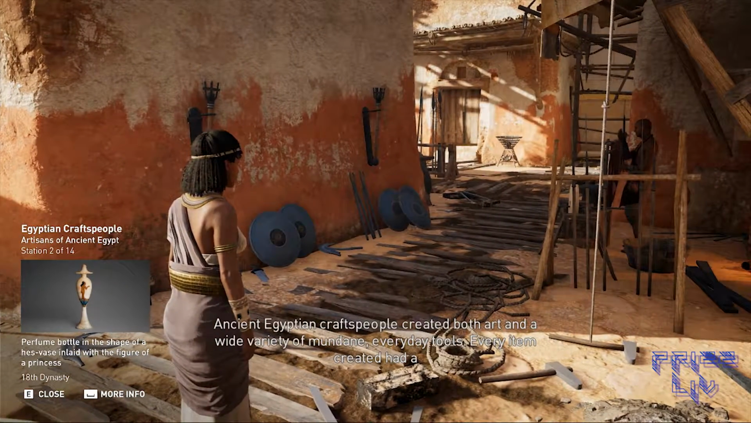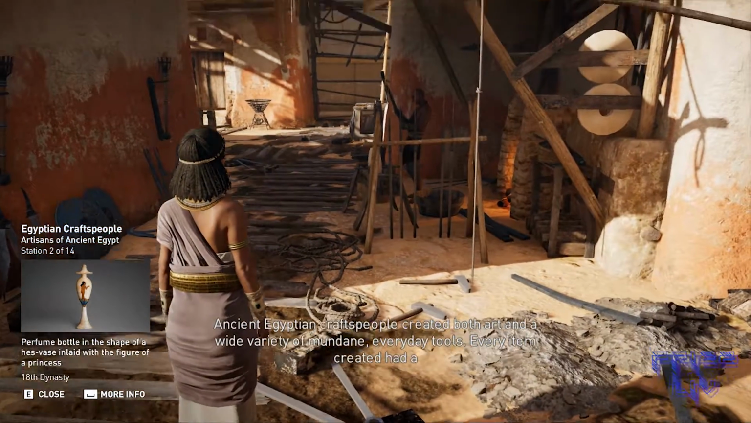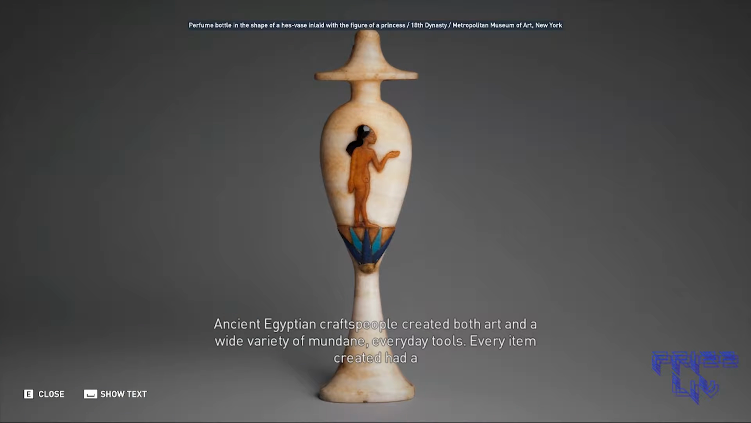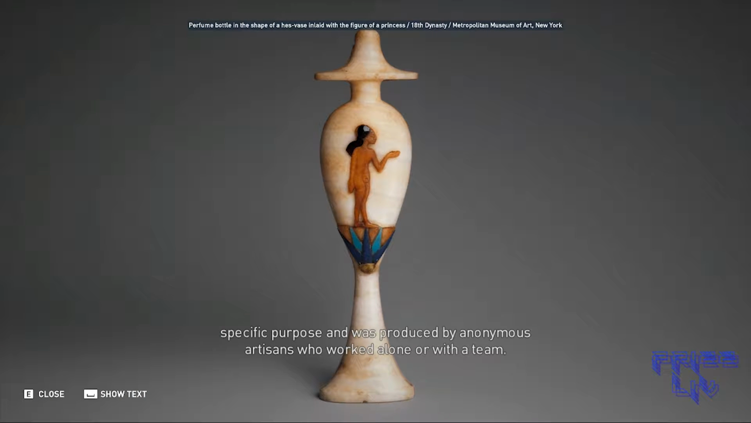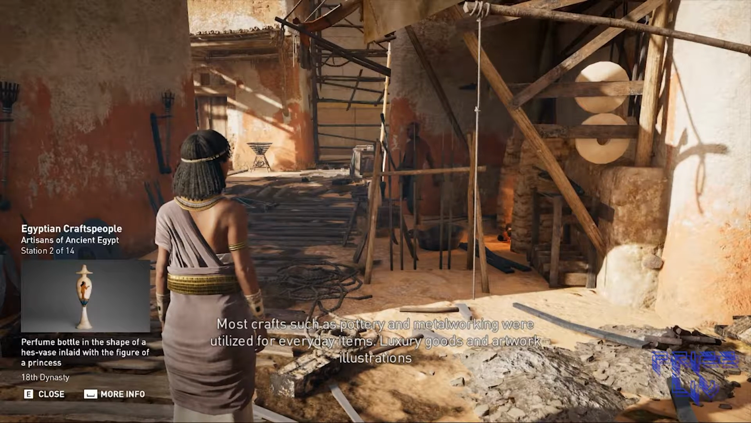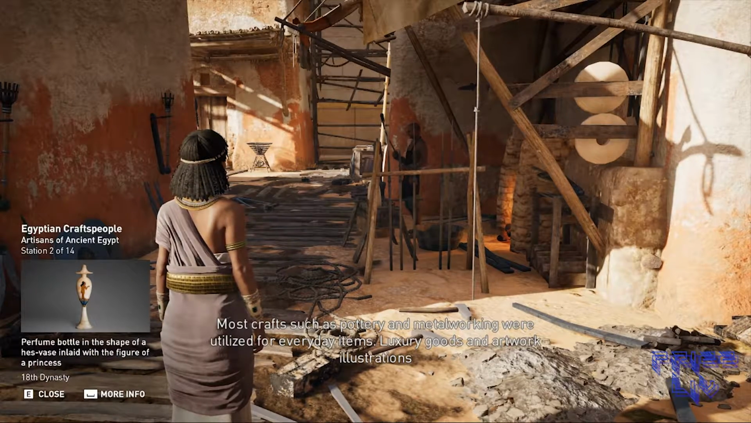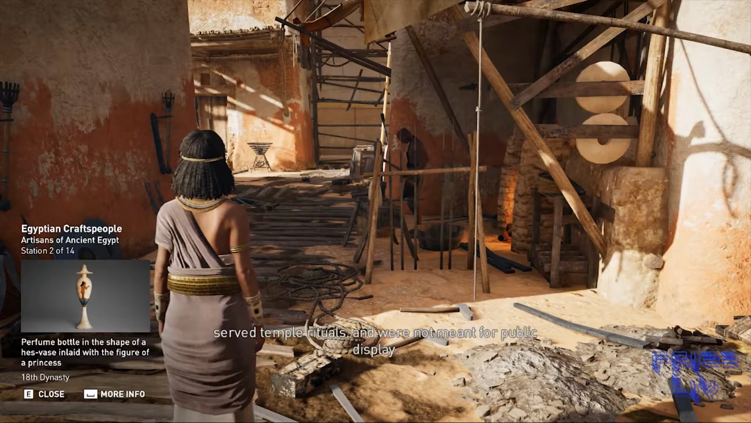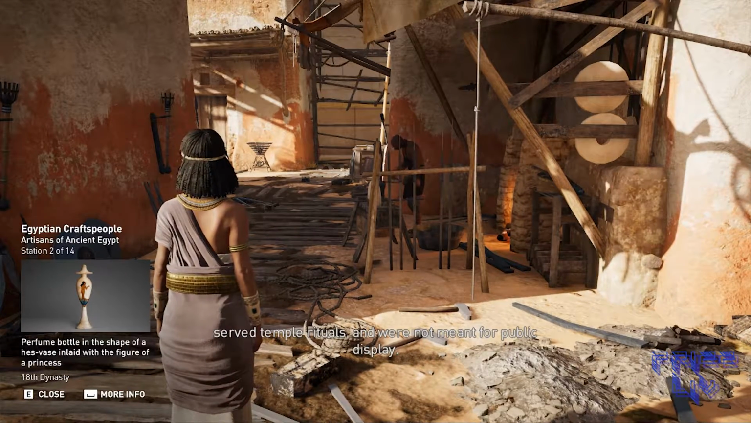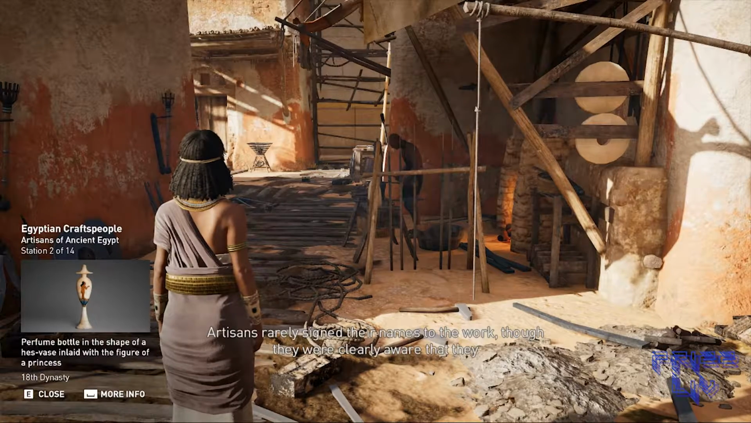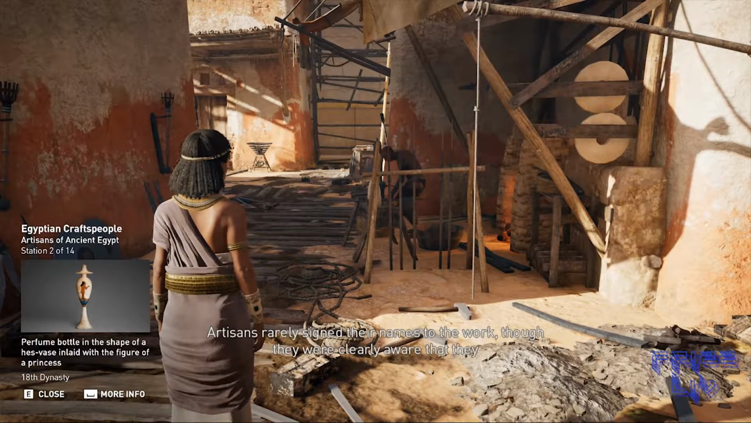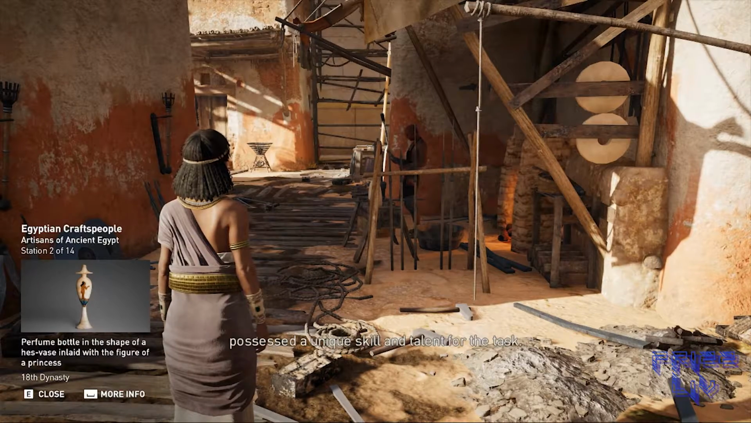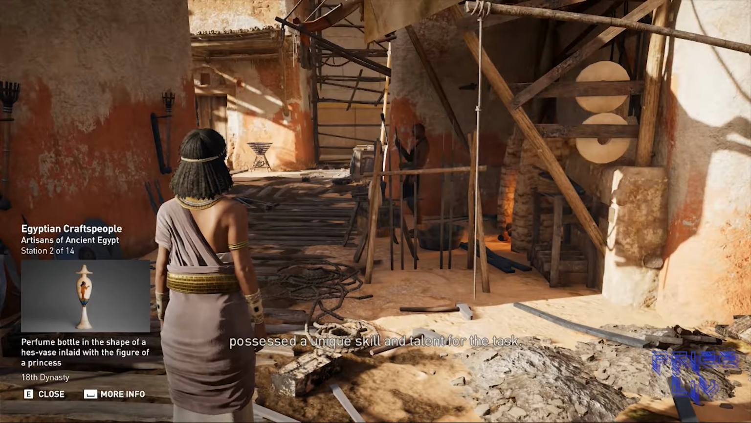Ancient Egyptian craftspeople created both art and a wide variety of mundane, everyday tools. Every item created had a specific purpose and was produced by anonymous artisans who worked alone or with a team. Most crafts, such as pottery and metalworking, were utilized for everyday items. Luxury goods and artwork illustrations served temple rituals and were not meant for public display. Artisans rarely signed their names to the work, though they were clearly aware that they possessed a unique skill and talent for the task.